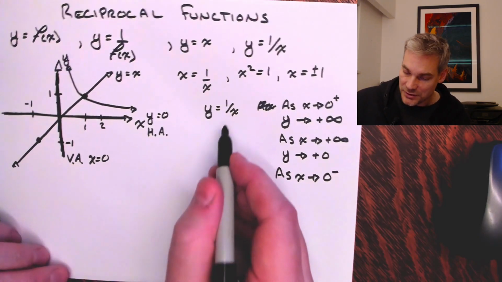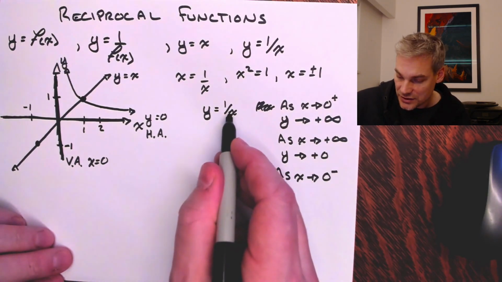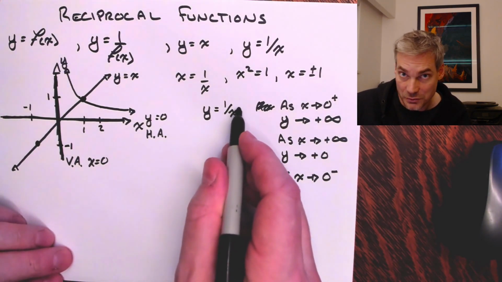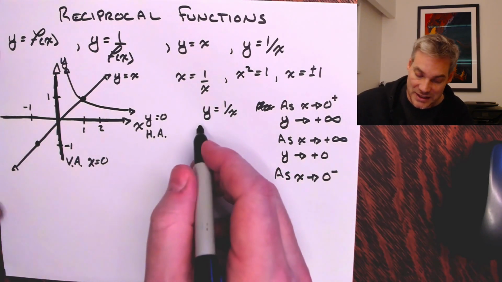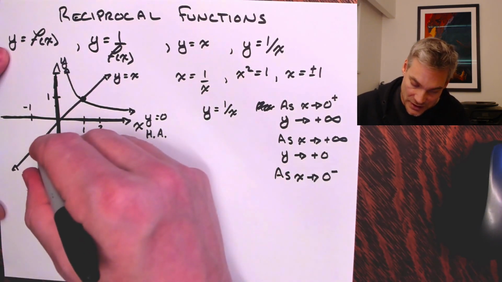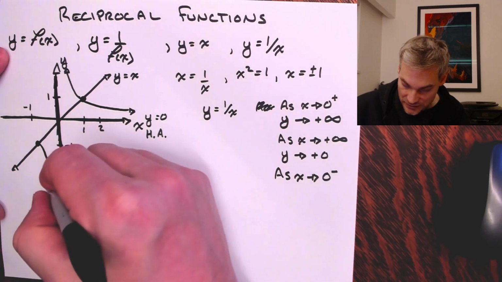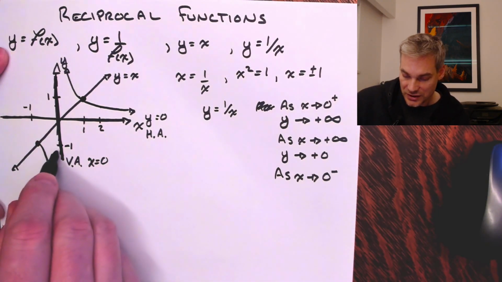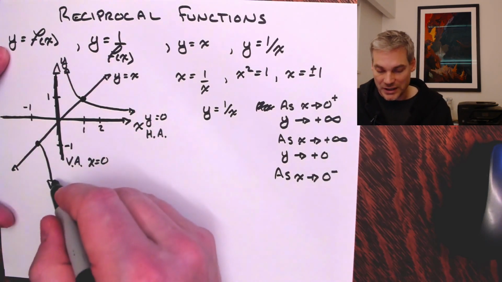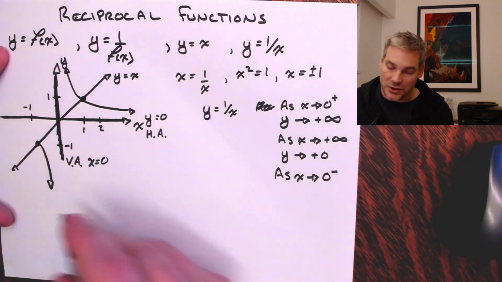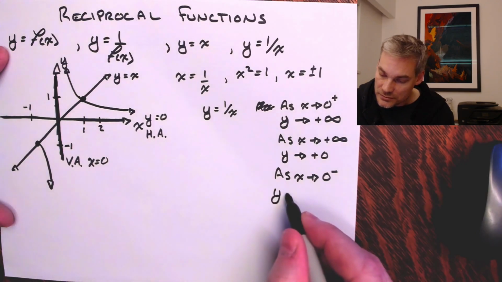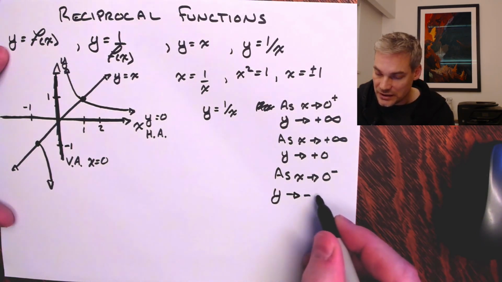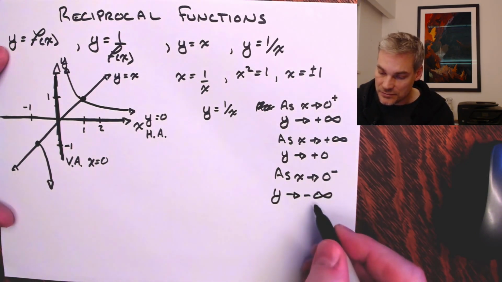Well, if it's coming in from that side, then x is going to be very close to 0. So y is going to be very big, but it's going to be a negative. So it's going to be going down. It's going to keep getting closer and closer to the vertical asymptote. y is going to go to negative infinity.